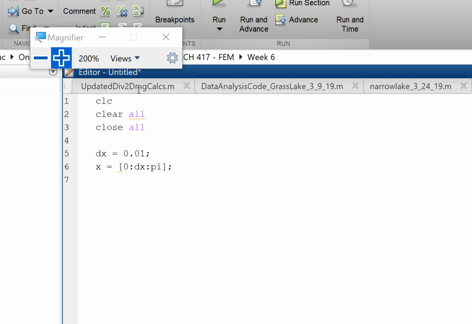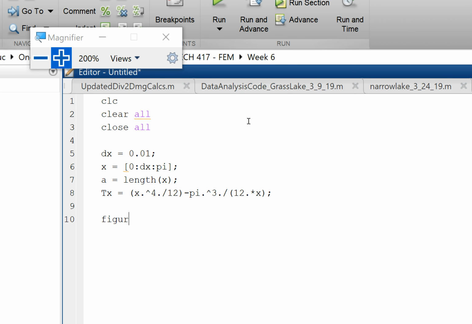All right, A is length of x, tx, x to the fourth, by 12, minus pi third, 12. And make sure you put dots. And let's plot this.